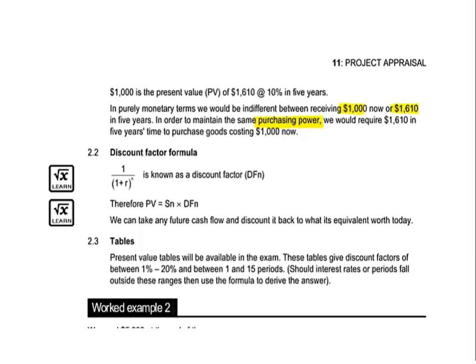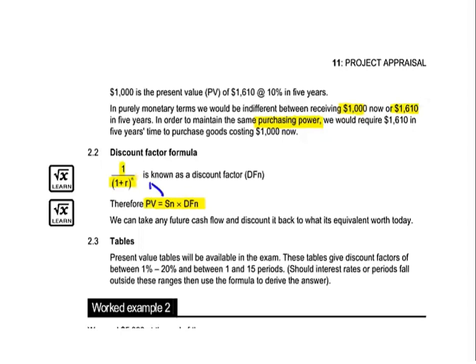So in order to get then from the value in 5 years to the present value, we use a discount factor. So the present value is equal to the terminal value, the amount in the future, multiplied by this discount factor, which is 1 over 1 plus r to the n. And there are two ways we can get the discount factor in the exam.